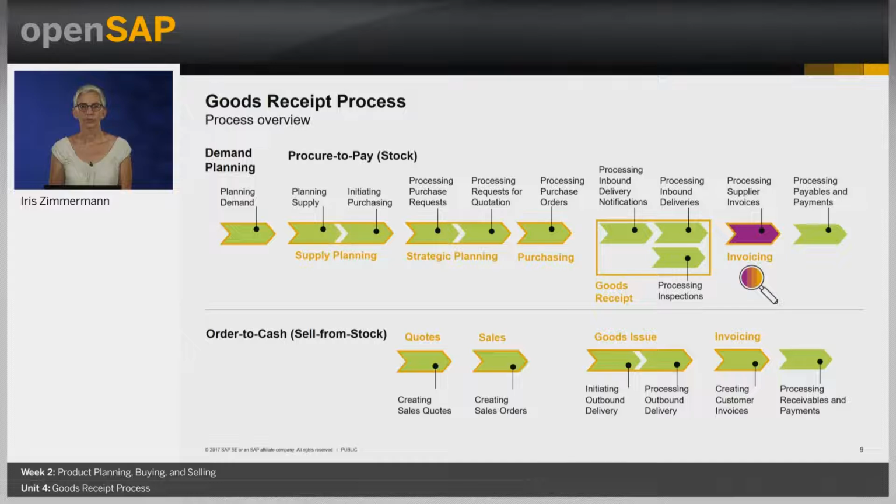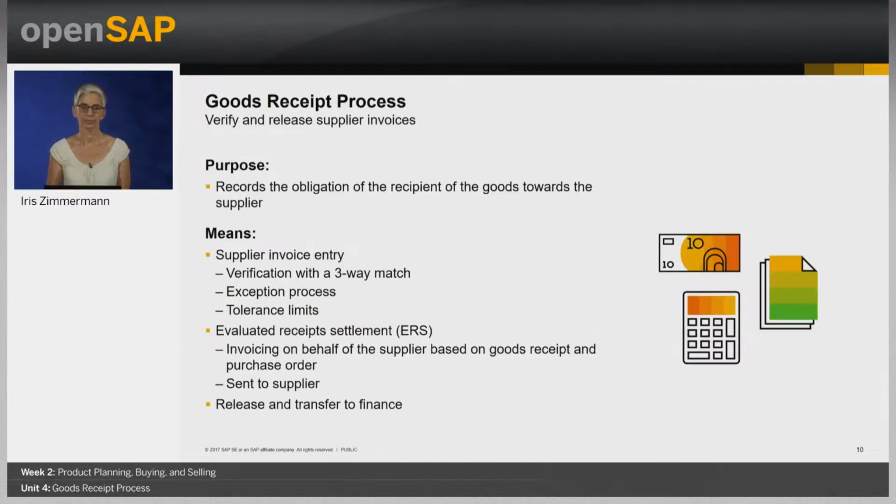We will now complete the procure-to-pay process with the supplier invoice. The supplier invoice records the obligation of the recipient of the goods to pay the supplier, and it's usually sent when the supplier has delivered the goods. Since you usually want to pay only for the delivered goods and only at the agreed price, you can use the verification functions in the supplier invoice that take into account the purchase order, the goods received information, and the supplier invoice data. We call it a three-way match regarding price and quantity.